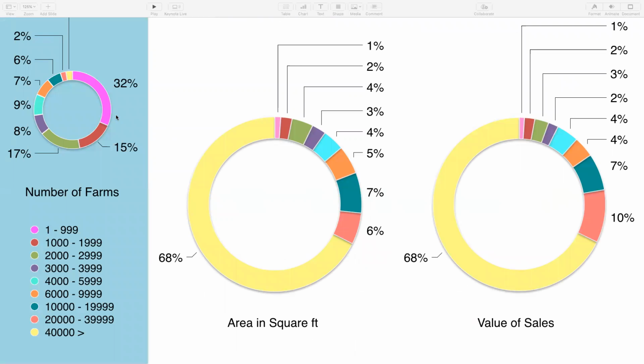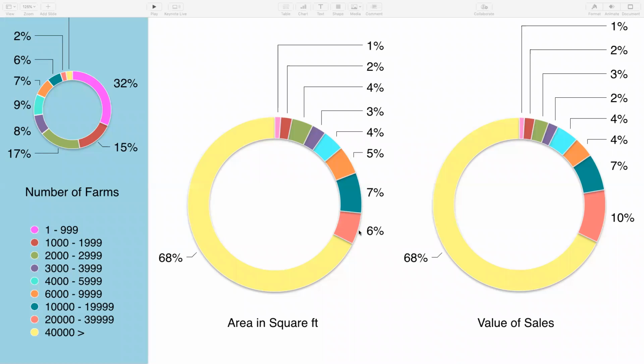Here's another graphic for visualization. So the number of farms that we have in different categories according to their size are represented up here. And here you can see the 30% category, 32%, with the very small farms. And then you have another 30% with the second and third smaller categories from 1,000 to 3,000 square feet. And then the other 40% would be up here with the bigger farms.